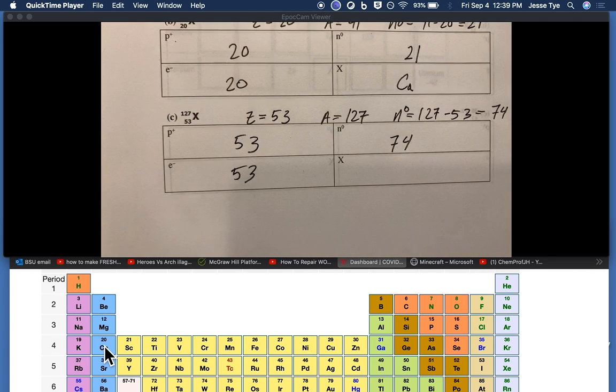And what element is this? I have to scroll down a little bit. 53 is iodine.